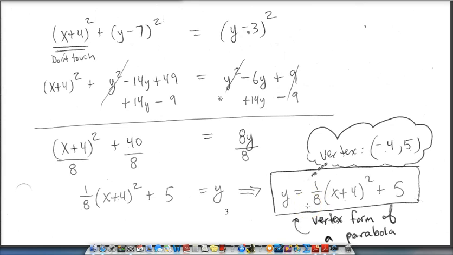So these are just some of the elements that I put into my demonstration for students in showing how to derive the equation of a parabola.